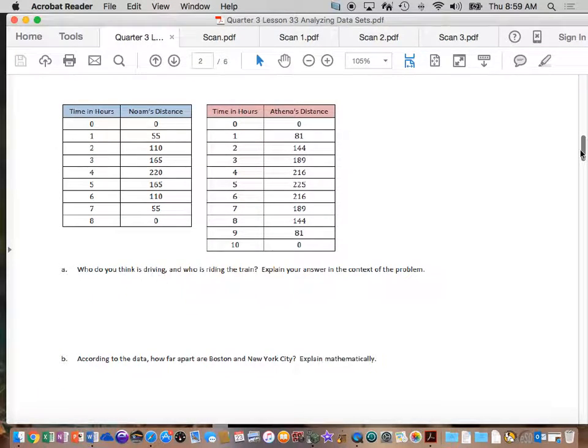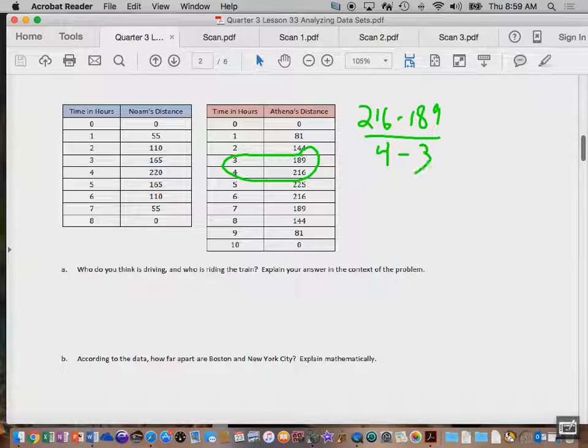What was the average rate of change for Athena from the interval from 3 to 4 hours? Average rate of change. What does rate of change mean, guys? Slope. Same thing, right? y sub 2 minus y sub 1 over x sub 2 minus x sub 1. Says 3 to 4 hours. So that would be 216 minus 189 over 4 minus 3. That would be 27 over 1, which is the average rate of change is 27 miles per hour. Good? Does anybody think this is hard?